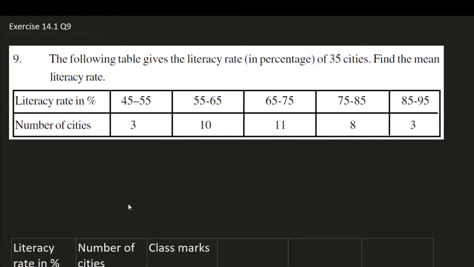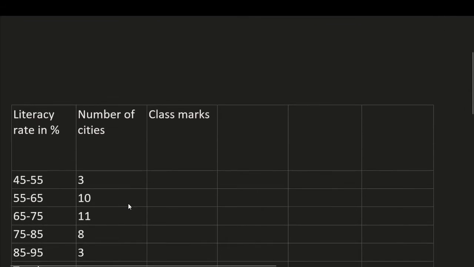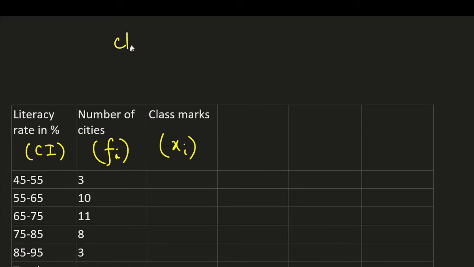Here I have written literacy rate and number of cities in vertical columns. The number of cities is the frequency. This is class interval. Let us find class marks. Here class mark is equal to (lower boundary plus upper boundary) by 2. In this way we can find, or we can employ another method.